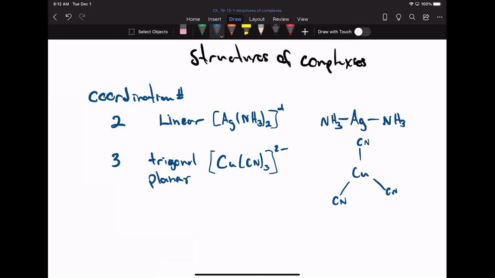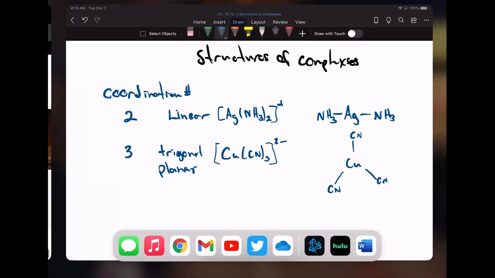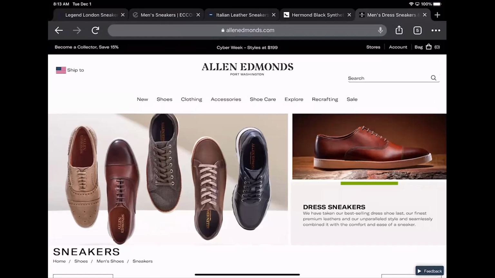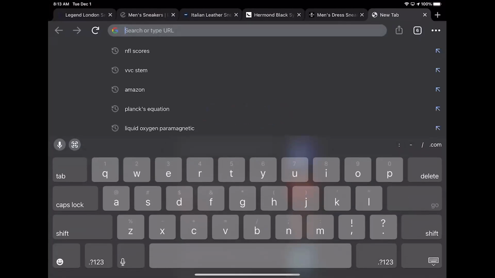I'm just looking, so I want to see if maybe I can show you the structure of this. Cu, something that's very linear. Let me share that. Let me see if I can look this up on my chem. Nice shoes, right? Let's look this up.